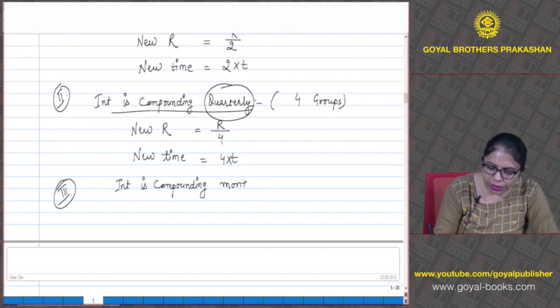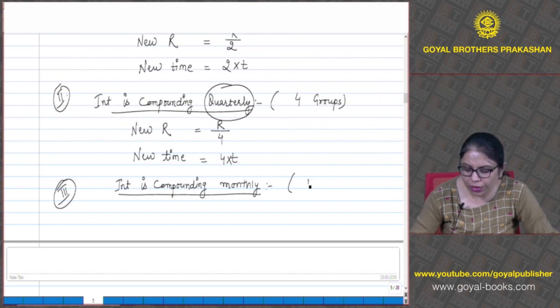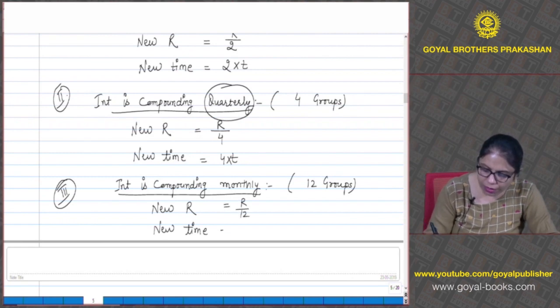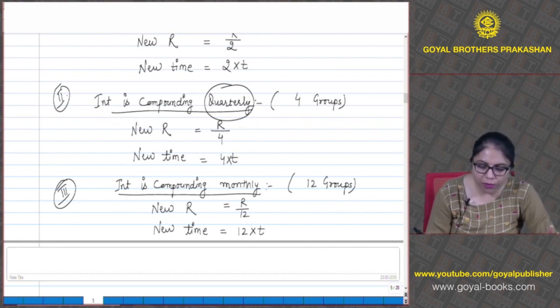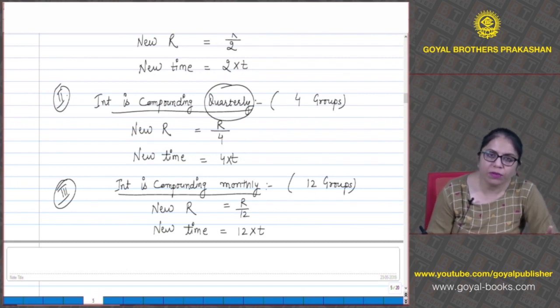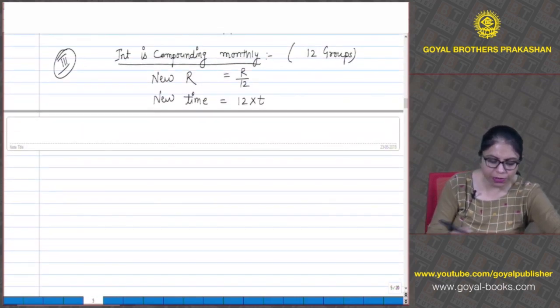Okay. Now what will happen if interest is compounding monthly? Monthly means after every month interest is compounding. So we have 12 groups of months. In this case also we will find our new rate and new time. Our new rate will be r by 12 and our new time will be 12 into t. Clear? So these are some conditions through which we can make adjustments in our question, and after adjusting rate and time we can find compound interest. Let's discuss these conditions with the help of a few examples.